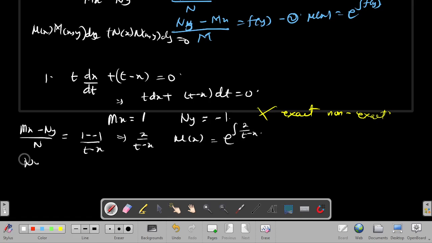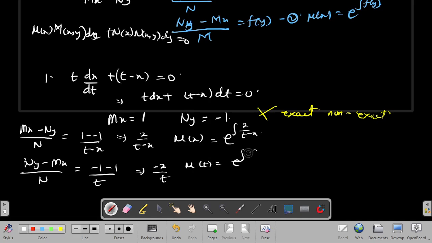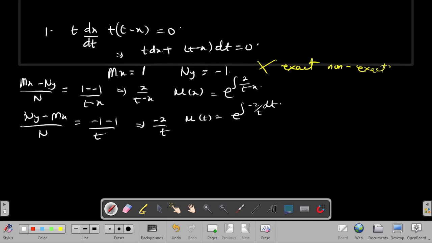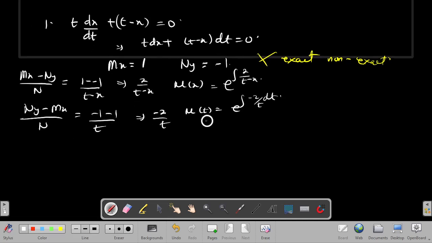The other way around will be (N_x minus M_y) over M. And that will give us negative 1 minus 1 over t. This gives me negative 2 over t. Then mu of t is simply equal to e to the power integral of negative 2 over t. You can see 2 over (t minus x) and negative 2 over t. This is far simpler to go by, so forget the first one. That is why there are two ways: choose the simpler approach all the time. So now our integrating factor, whether mu of t or mu of x, I'm just using this one.